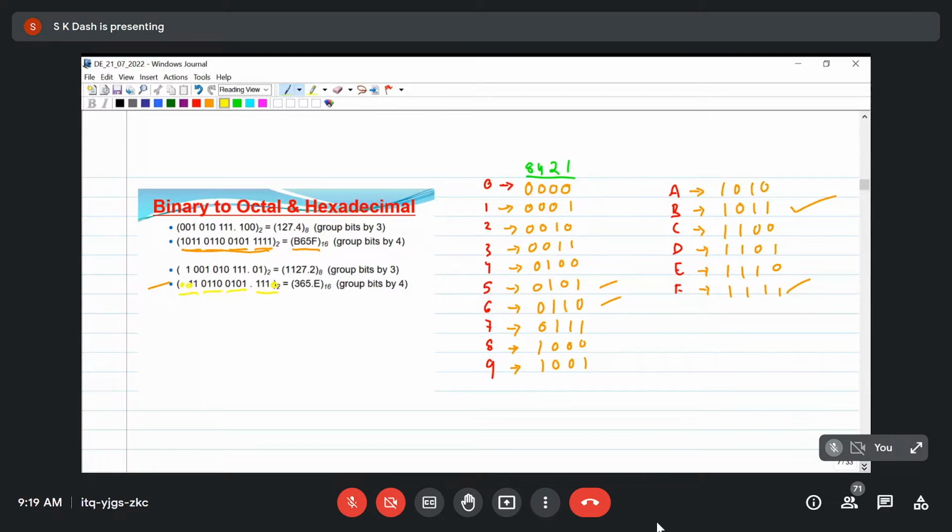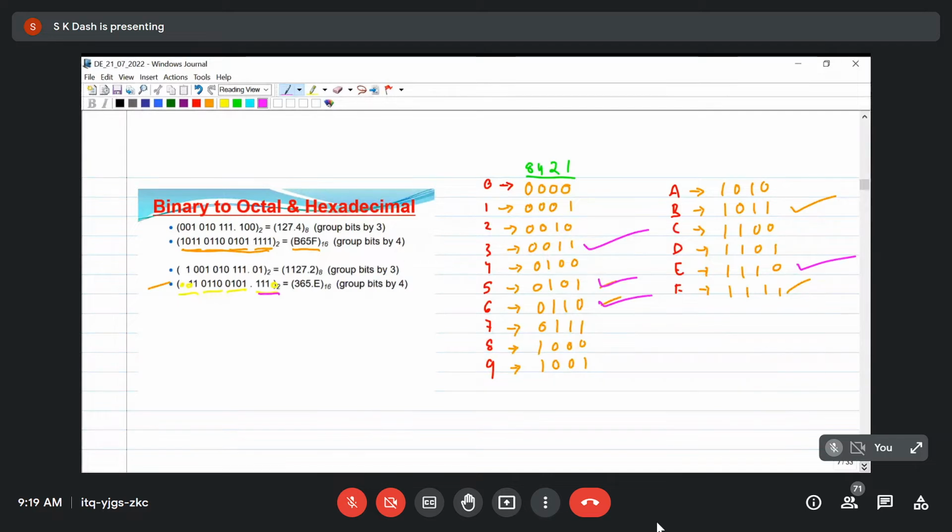Okay. So now if we see from the most significant bit, 0011. What is 0011? You can check here, it's pink color. So this is 3. Then 0110 is 6. Then 0101 is 5. Then 1110 is E. So this binary number is equal to 365 point E. So in this way we can convert binary into hexadecimal.